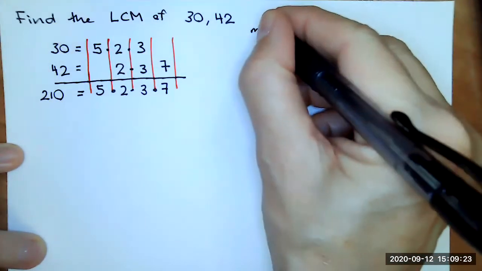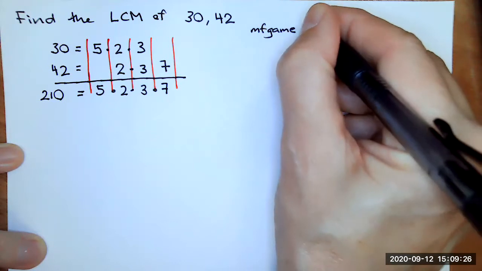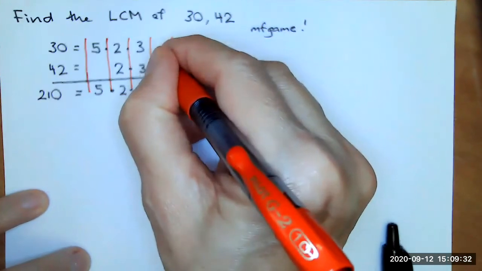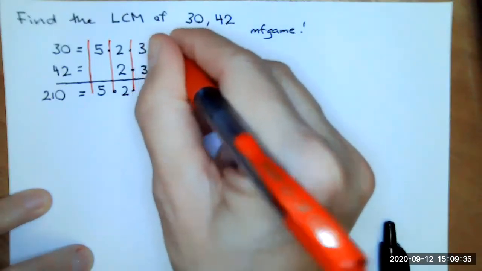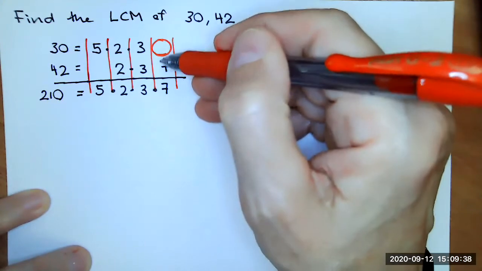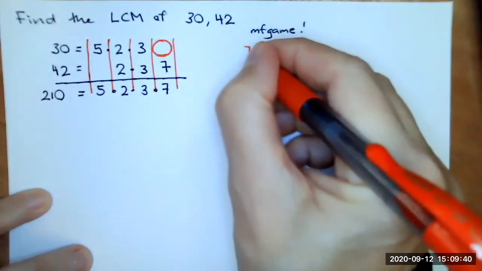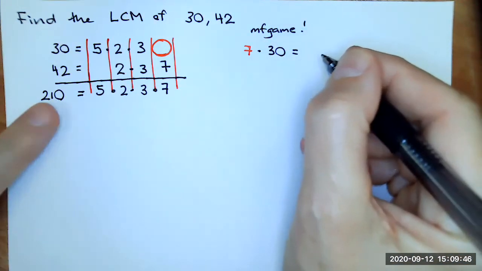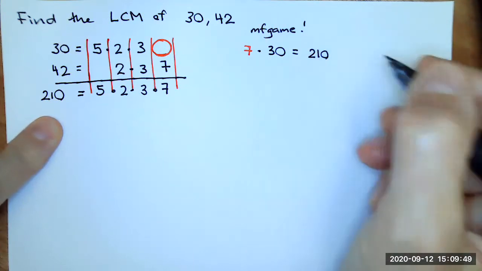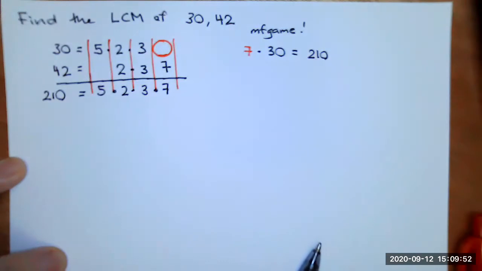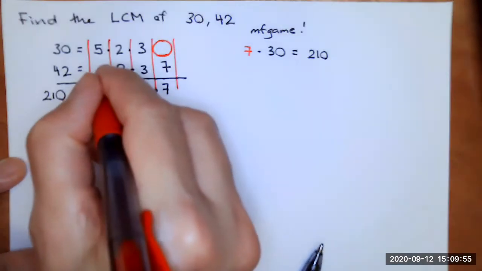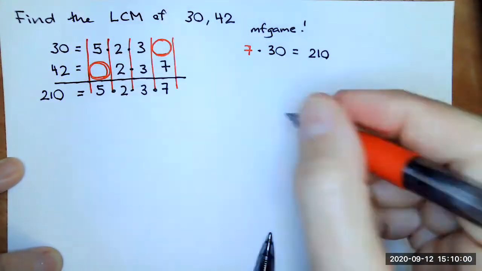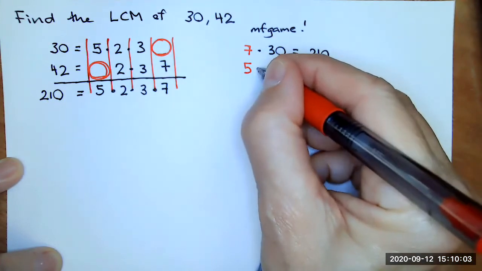Let's play the missing factor game. So what's 30 missing? Well, there's a missing factor in this column, which is a 7 column. So that's what's missing. 7 times 30 is 210. What's missing from 42? Well, there's a missing factor in this column, which is a 5 column. So 5 is the missing factor.